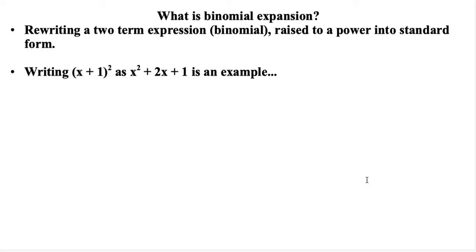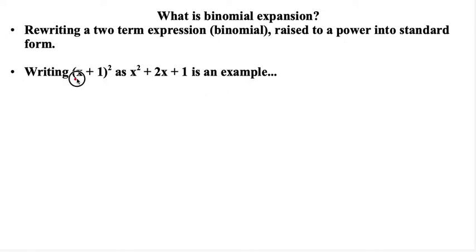What we're going to do is take a look at some examples and try to figure out some patterns. So what is binomial expansion? Now first off, a binomial is something that has two terms. And then we're talking about an expansion as in we're talking about raising it to a power. So then after we raise that to a power, we're then writing it in what is called standard form.